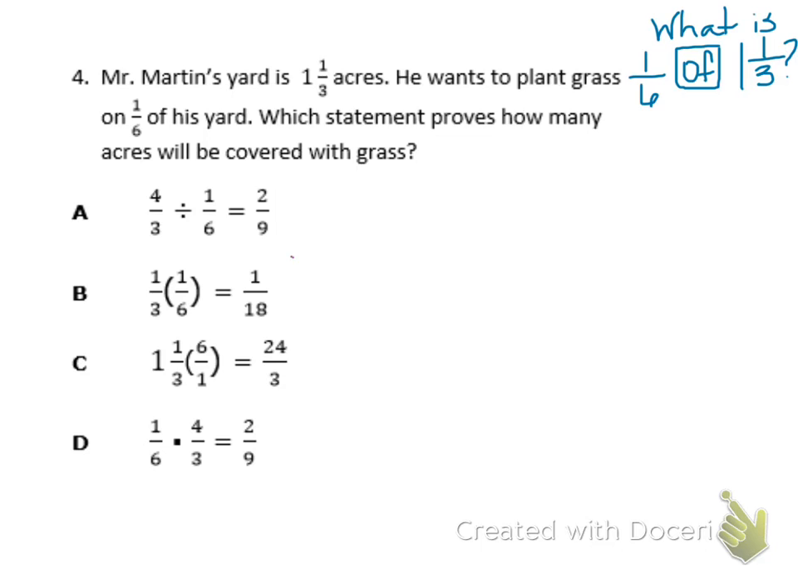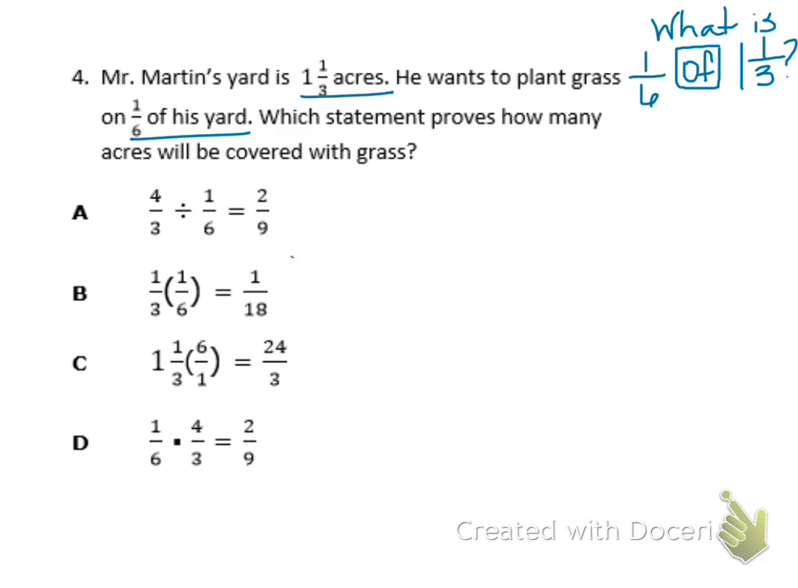Number 4, Mr. Martin's yard is 1 1/3 acres. He wants to plant grass on 1/6 of his yard. Which statement proves how many acres will be covered with grass? So first I need to figure out what the question is asking me. So really what I'm trying to find out is what is 1/6 of 1 1/3.